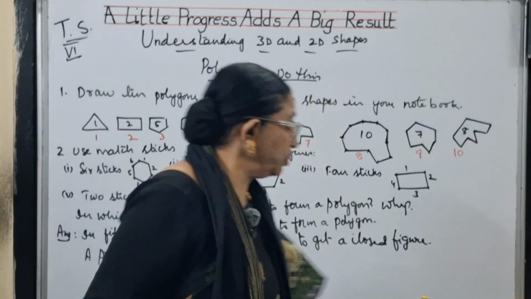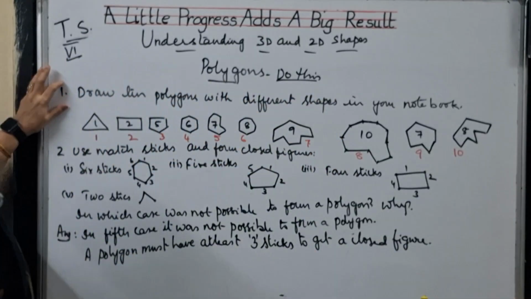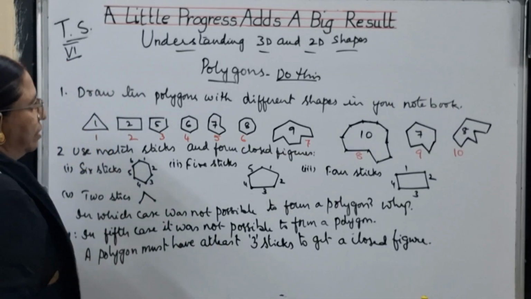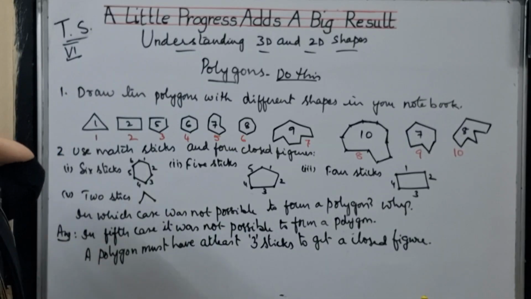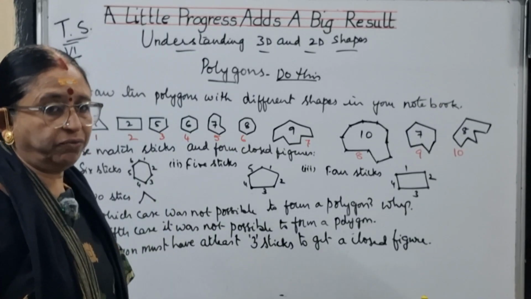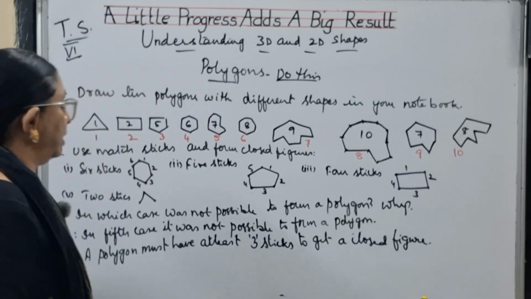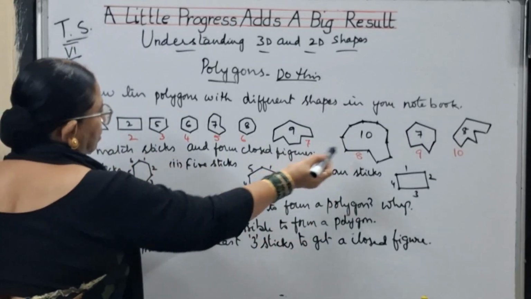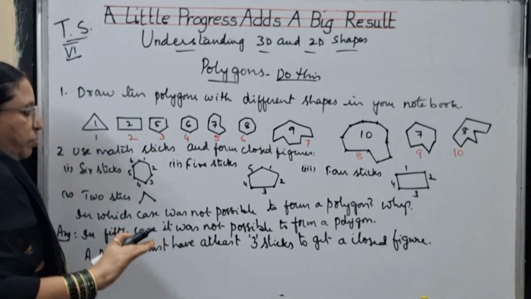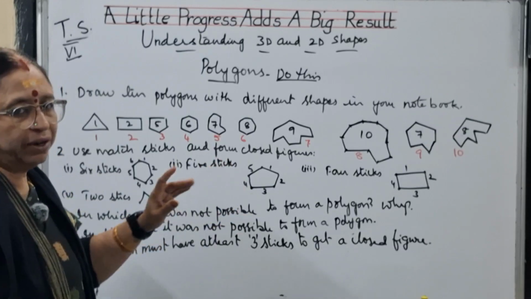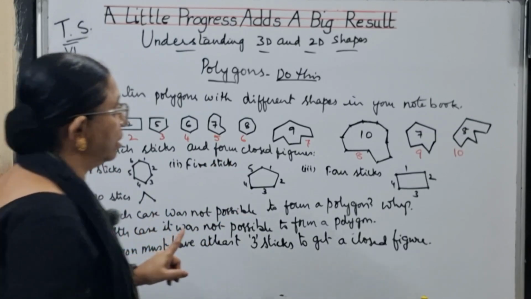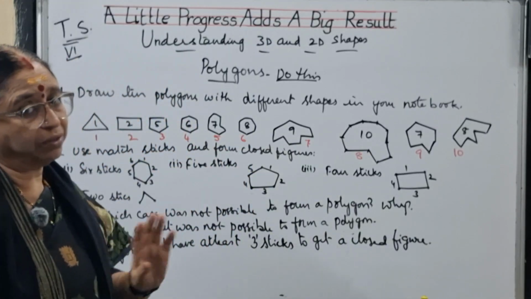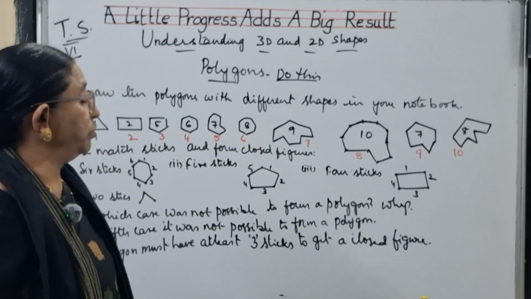Now, the next part is to do these sums, children. First one is, draw 10 polygons with different shapes in your notebook. I said earlier we have done the definition, children. A polygon is a closed figure with a number of straight edges, straight lines. So I have taken a few and I have drawn them, children, all together. These are all 10. It is not compulsory that you should draw only this. You can draw any type. But the thing is, all should be closed figures with straight sides, no curved surfaces. So these are all 10 polygons.